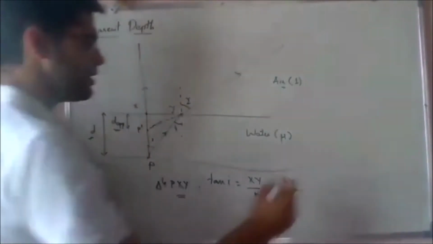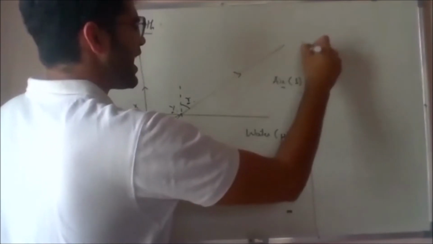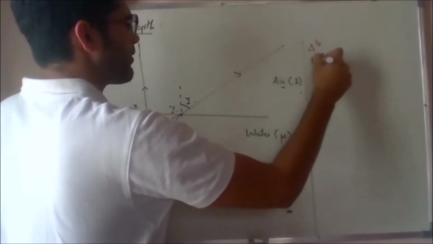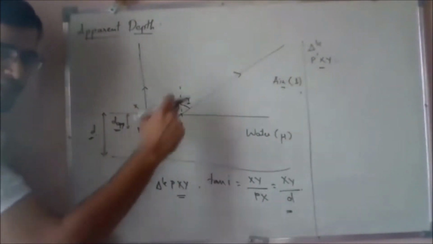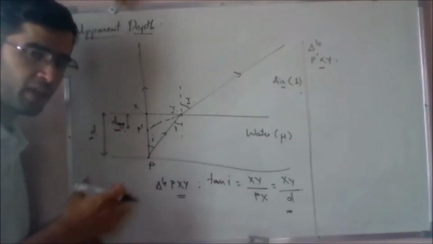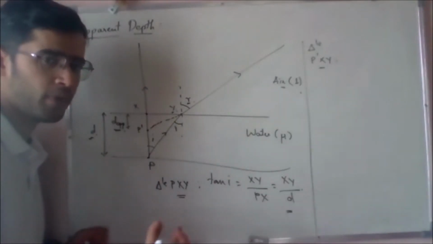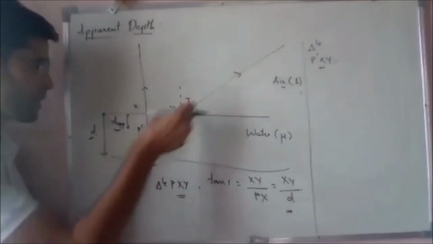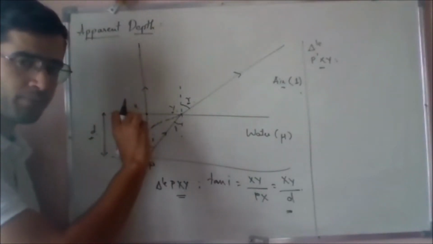Similarly, let me consider triangle P dash XY, that is this triangle, right? P dash is the point where you're seeing. P dash is where the point P would seem according to the observer, right? According to the observer, he would say that these rays are coming from the point P dash. So P dash X is your apparent depth now, correct?